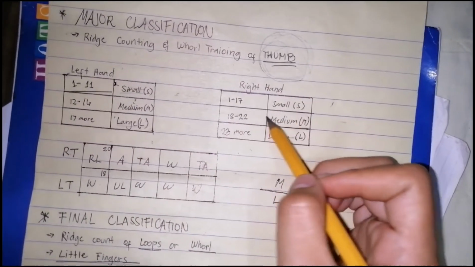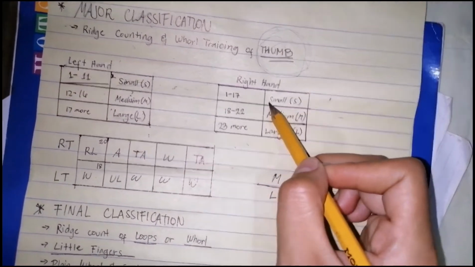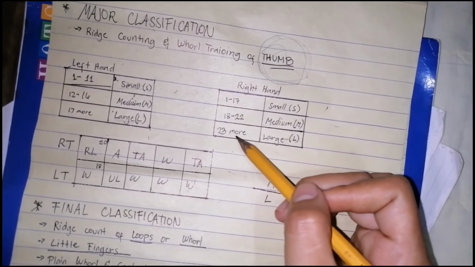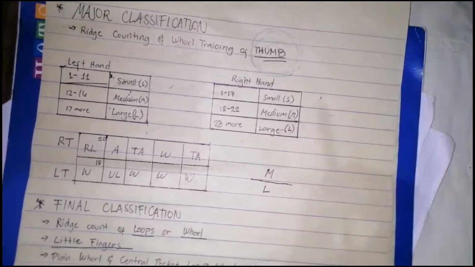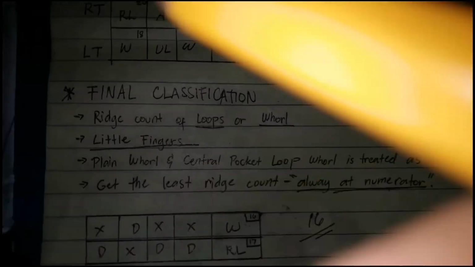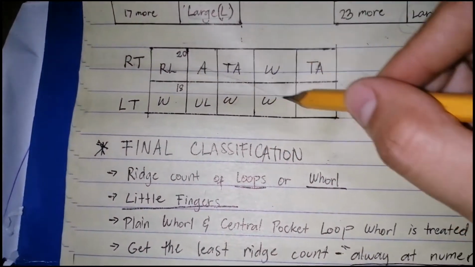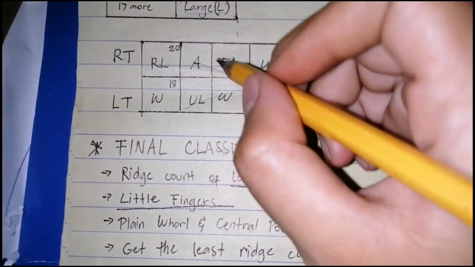In the right hand, we have 1 to 17 small, 18 to 22 is medium, and 23 or more is large. So we have the example here. We will disregard the rest of these fingers because we only focus on the thumb.